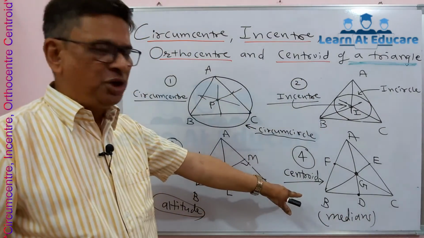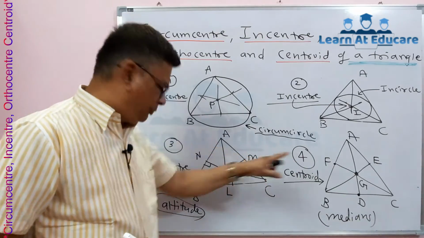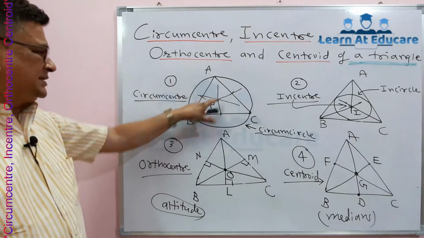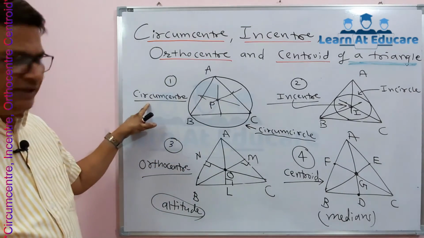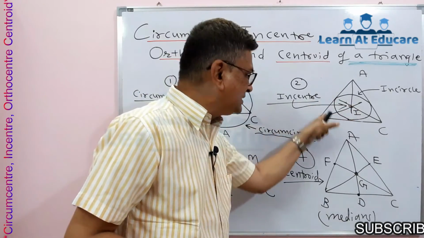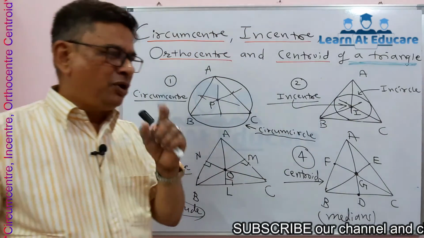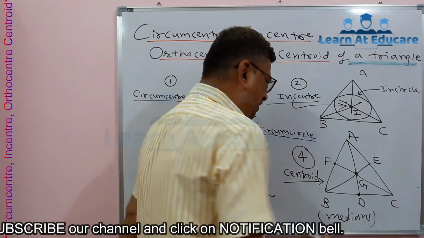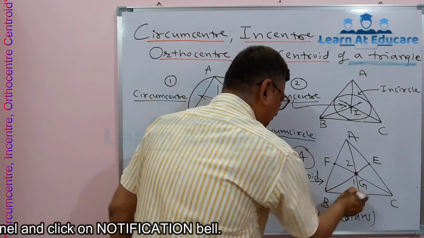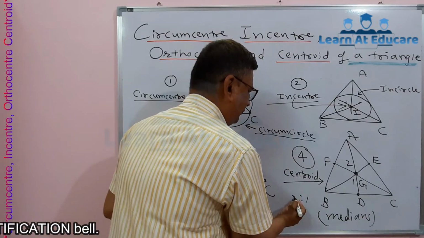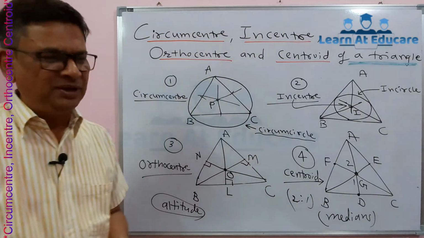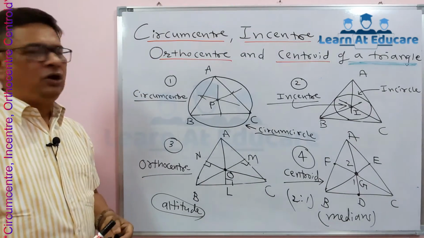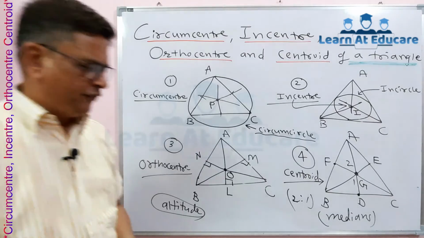The point of intersection of three medians is called the centroid, the point of intersection of three altitudes is called the orthocenter, the center of the circumcircle is called the circumcenter, and the center of the incircle is called the incenter. One more piece of information about the centroid you should know: the centroid divides each median internally in the ratio 2:1. So this is the brief information about the circumcenter, incenter, orthocenter and centroid of a triangle.